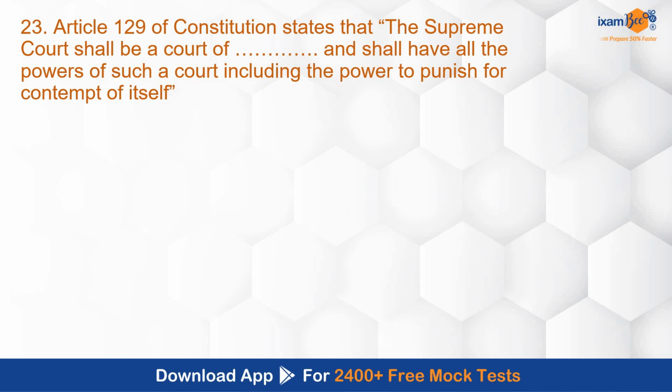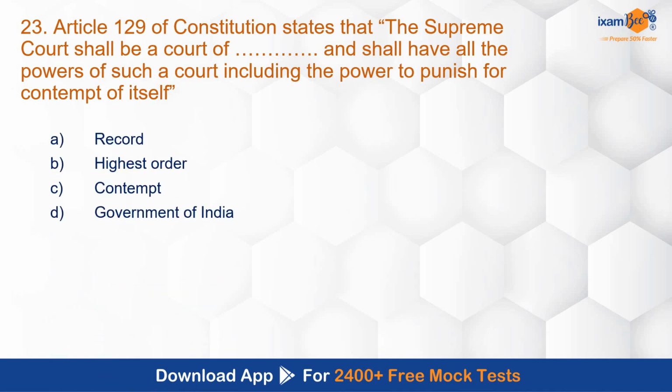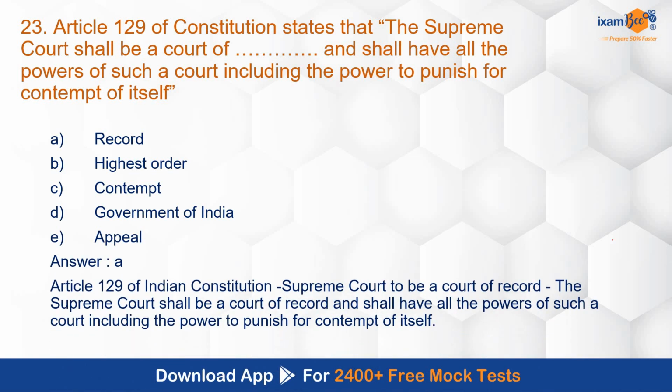Question number 23. Article 129 of the Constitution states that the Supreme Court shall be a court of dash and shall have all the powers of such court, including the power to punish for contempt of itself. The correct answer here is Court of Record, Highest Order, Contempt, Government of India, Appeal. The correct answer is it's a Court of Record. Article 129 states Supreme Court to be a Court of Record, and as a Court of Record, the Supreme Court will have the powers even to punish for contempt of itself.